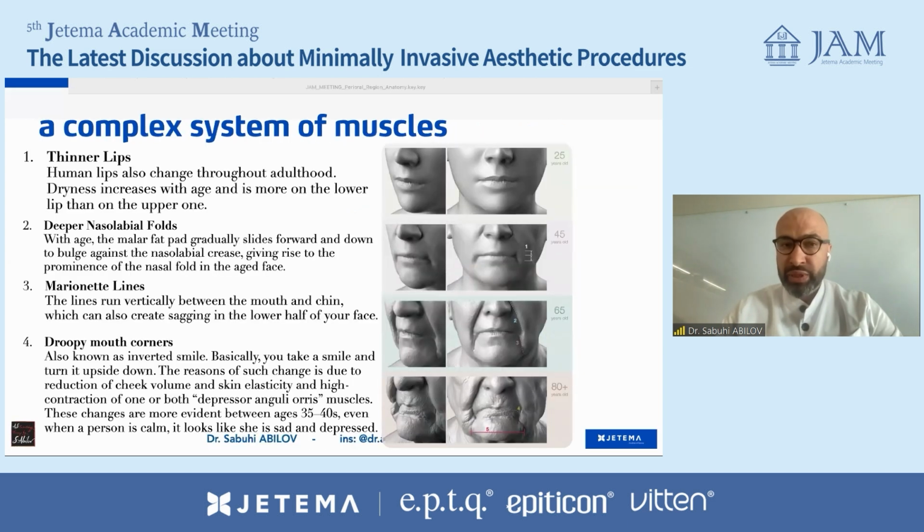We have a complex system of muscles, and thinner lips at 25 years old. The human lips also change in adulthood, with deeper nasolabial folds starting from 35 years old, and marionette lines and droopy mouth corners. The classification gives us a way to think about how we can use all of the techniques to rejuvenate this region and the perioral area of the patient.